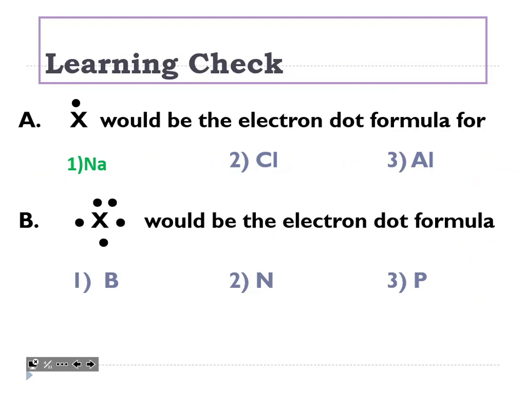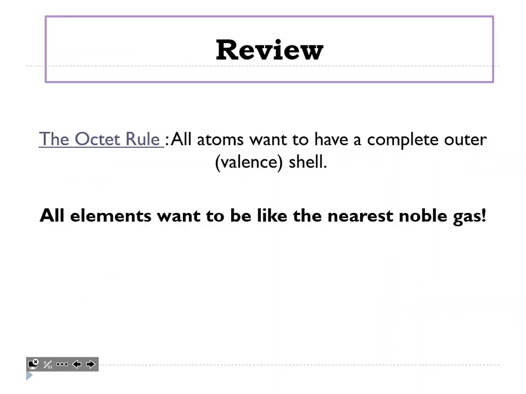So let's take a look here. If I have an X with just 1 dot, what group am I talking about here? The first group, which happens to be what group? What are they called? Alkali metals, right? Okay, so if I was given this as a question, which one would this apply to? 1, 2, or 3? 1, sodium. Yes, that would be the correct answer.